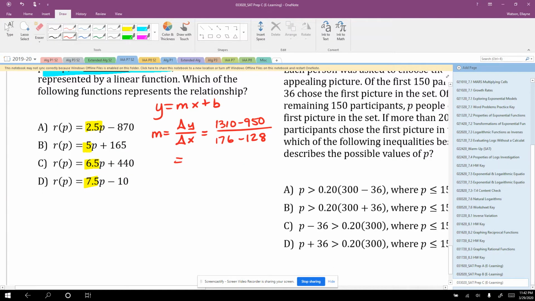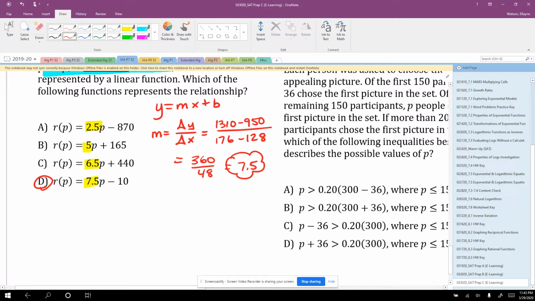This is a calculator question. I get 360 over 48, which is, as a decimal, 7.5. So again, look at your option choices. Because they're all different slopes, you don't have to worry about the y-intercept. There is one that has a slope of 7.5, so D is my answer.